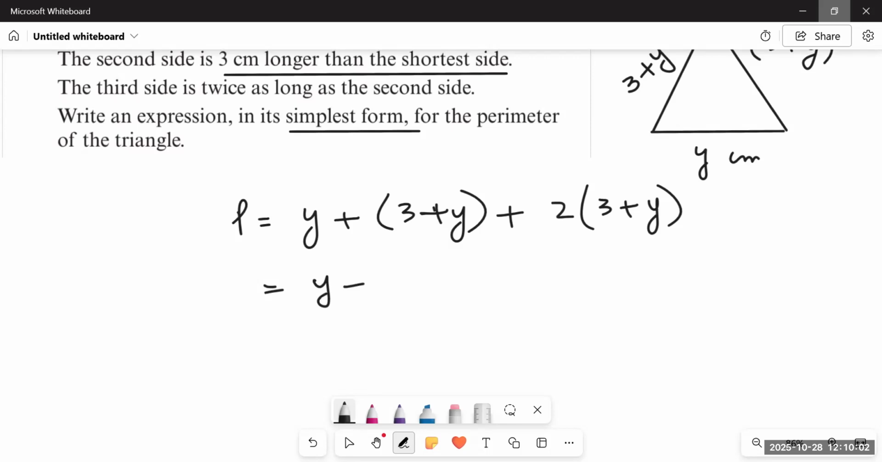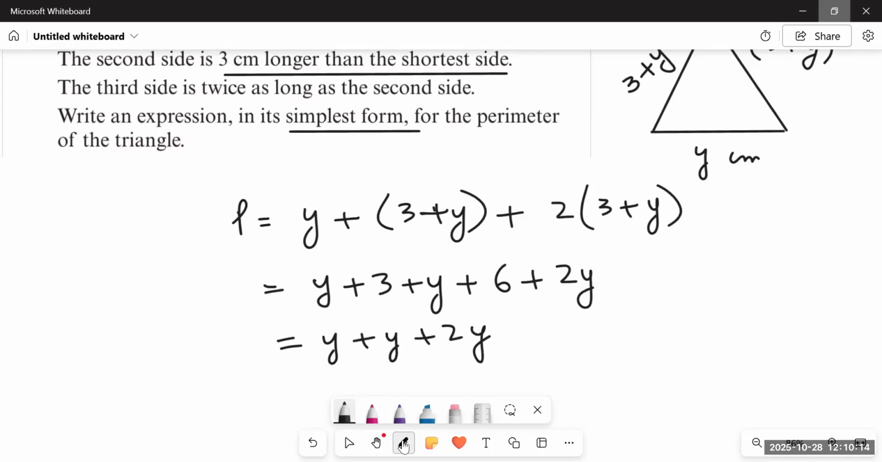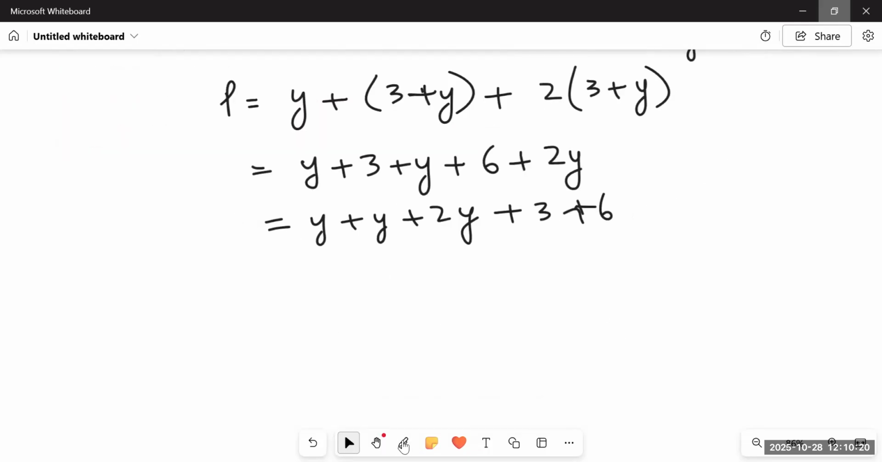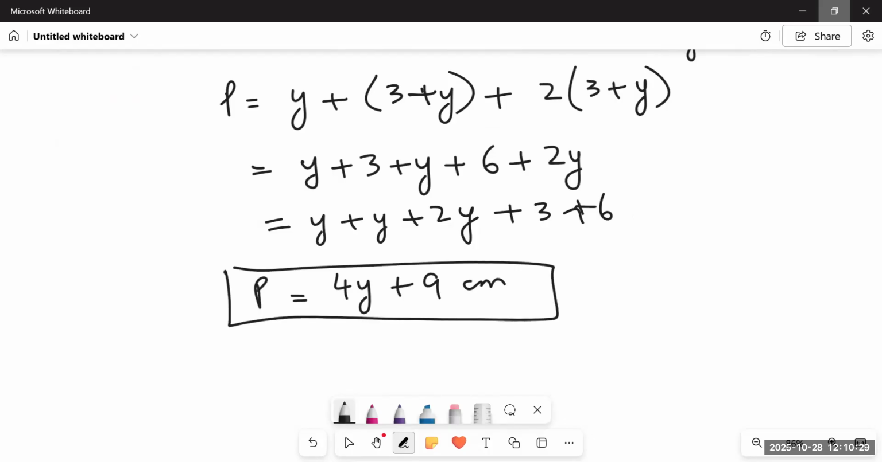So it's y plus 3 plus y plus 2 3s are 6 plus 2y. Now we will combine the like terms, so it becomes y plus 2y plus 3 plus 6. So we can add 3 with 6 and y plus 2y together. So it becomes 4y plus 9 centimeters. So the perimeter for this triangle would be 4y plus 9 centimeters. That's all.